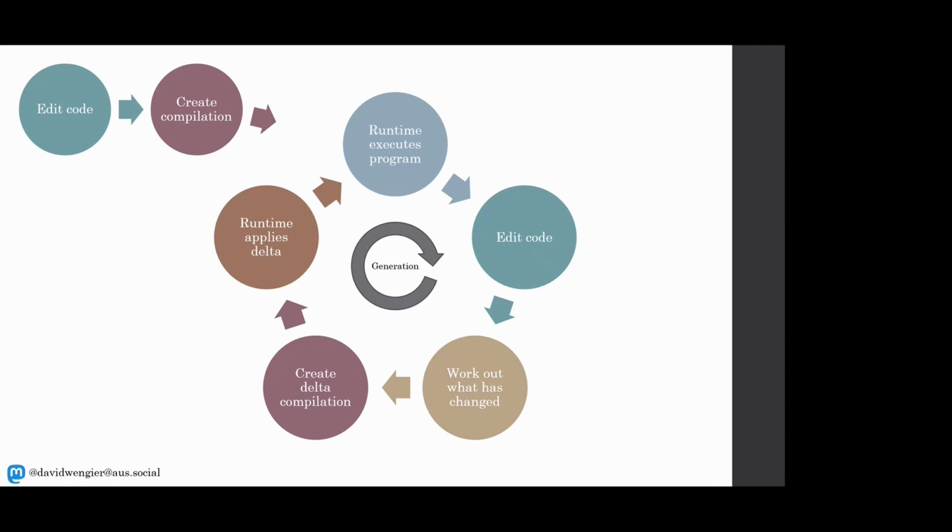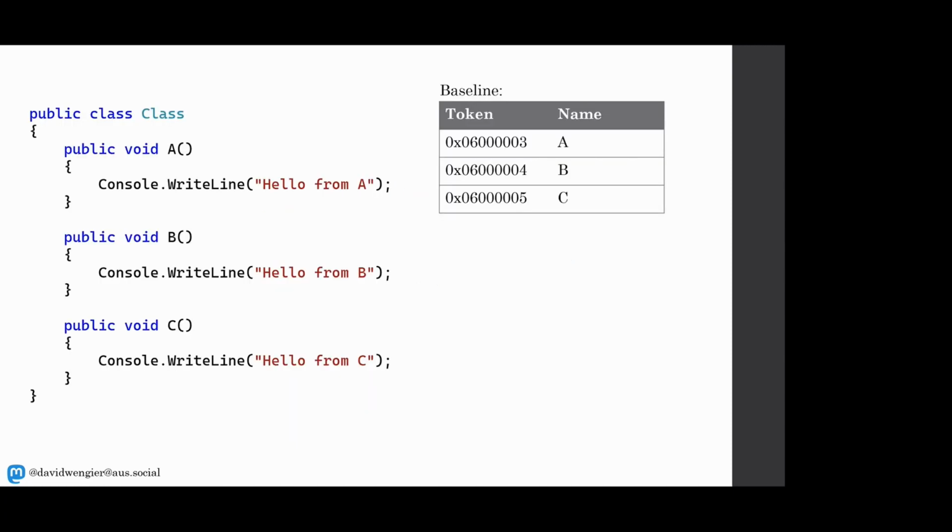That is one generation. So let's work through an example. Here I have a little class. I have 3 methods. Here I have some metadata table. It's got 3 tokens and a name. Great, ABC. They happen to be token 3, 4, and 5. Doesn't matter. That's just what they are. So I make an update to method B, or to a string literal in method B.